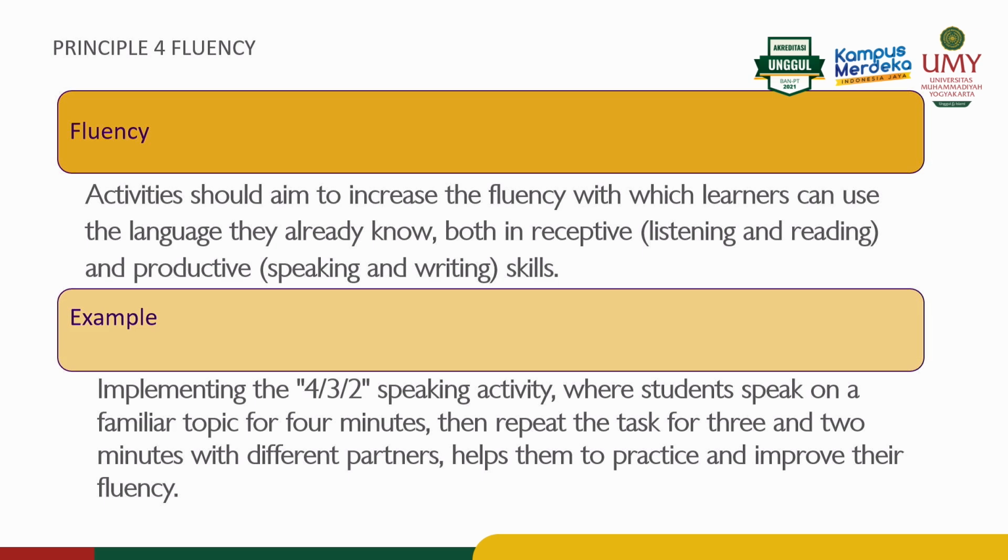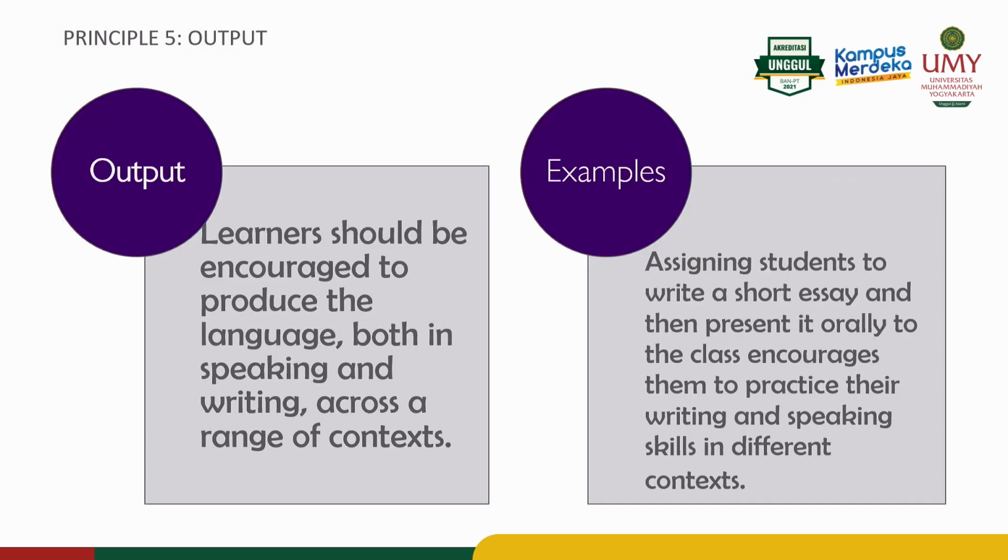The next principle is output. Learners should be encouraged to produce the language, both speaking and writing, across a range of contexts. For example, assigning students to write a short essay and then present it orally to the class, encouraging them to practice their writing and speaking skills in different contexts.